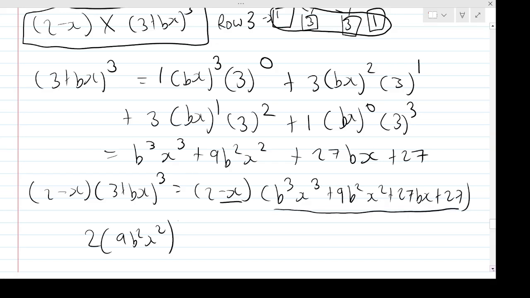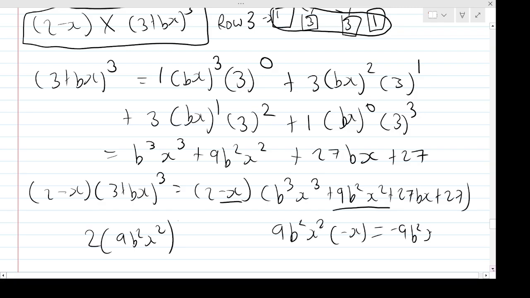Now, if I times minus x by all the terms here, which of that would get me x squared? Well, actually, it would not be 9b squared x squared anymore, because if we did 9b squared x squared times minus x, that would be minus 9b squared x cubed, right? Because x times x squared. So if we want to get x squared, we would need to times minus x by another x, right? Because x times x would be x squared. So it would be this term that gives me the x squared from this.